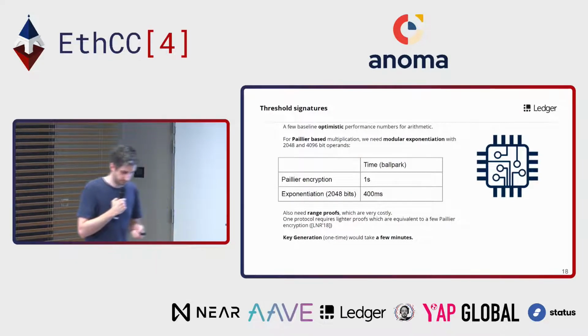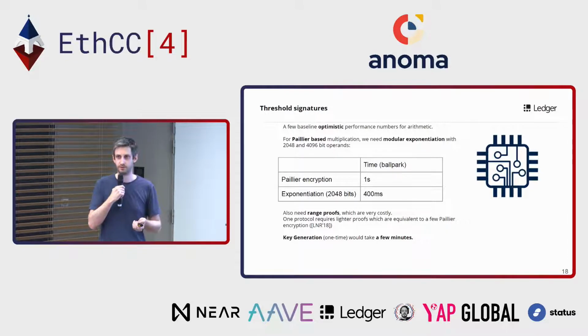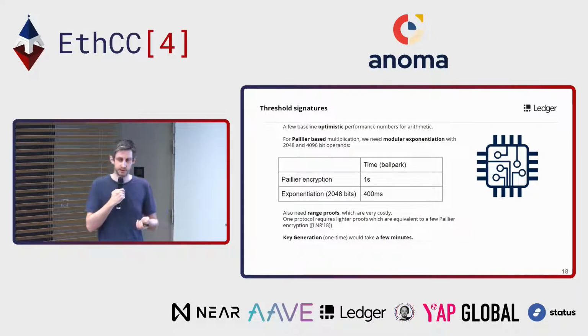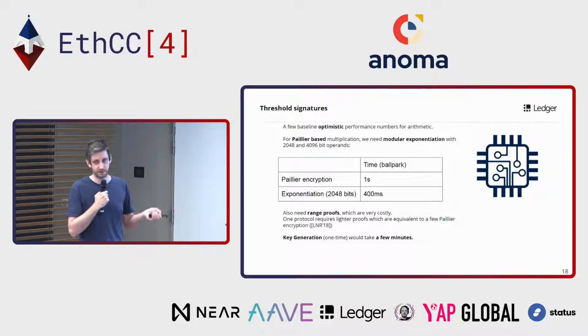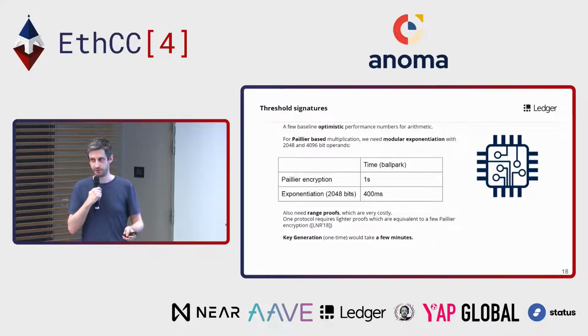So now let's try to get some estimates. The first one is for Paillier encryption-based multiplication. The main operation we'll be doing is Paillier encryption, and this is the most horrible thing you can ask of a secure element. It's a modular exponentiation with 4,000 bit operands. Optimistically, again, I want a lower bound on the execution time, so everything here is optimistic. That would take 1 second.